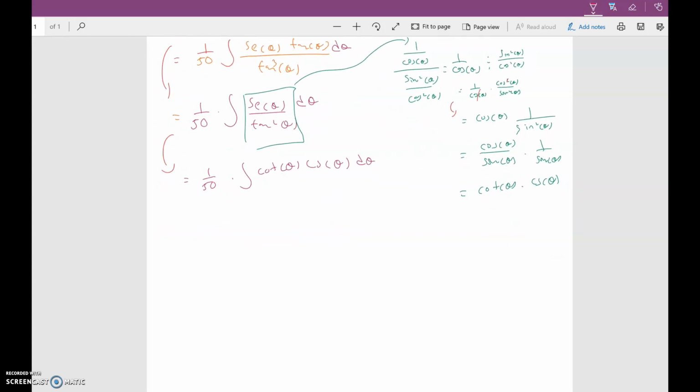Okay, so at this point, if you recognize this one, we're going to have to actually adjust it with a negative. So this would be 1/50 times cosecant, actually negative cosecant of theta plus the values of c. And I'm going to stop the video because I'm running out of time. I'll record the other portion in a minute.